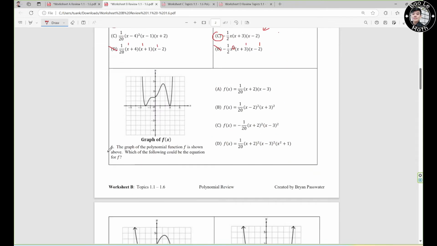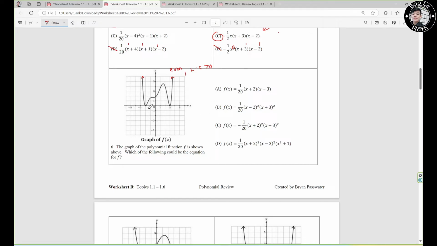Alright, let's move on to question number 6 right here. Alright, we look at this one. This guy and this guy have the same end behavior, right? So the function is even. And because they're both pointing up, which means the leading coefficient is positive, right? If they're pointing down, the leading coefficient is negative, right?